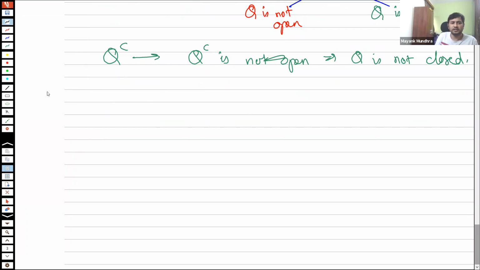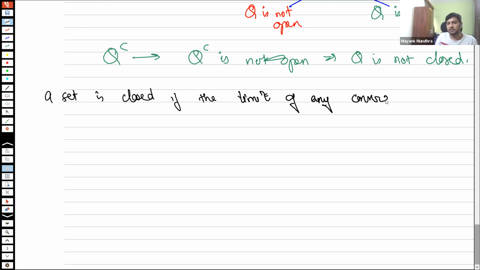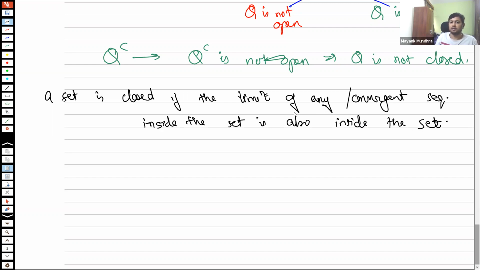Okay, so the statement is a set is closed if the limit of any convergent sequence inside the set is also inside the set. So for any sequence inside the set, the limit is also inside the set.